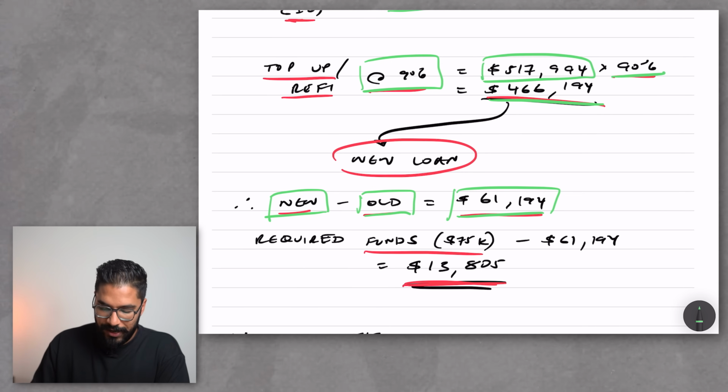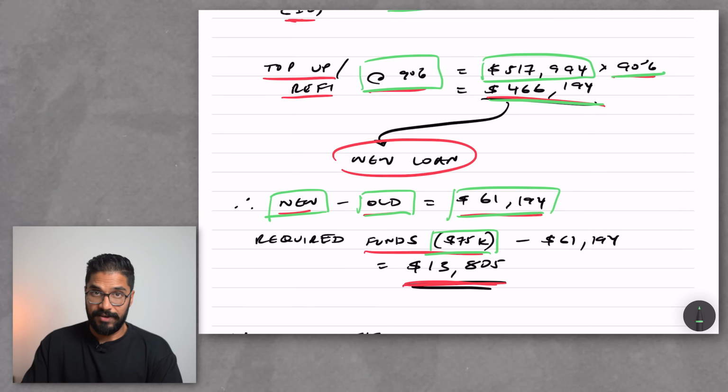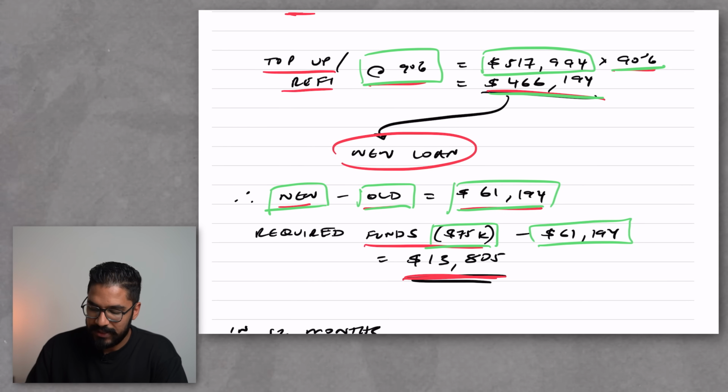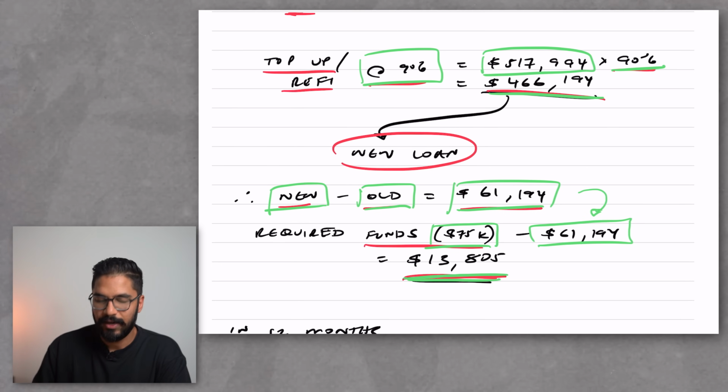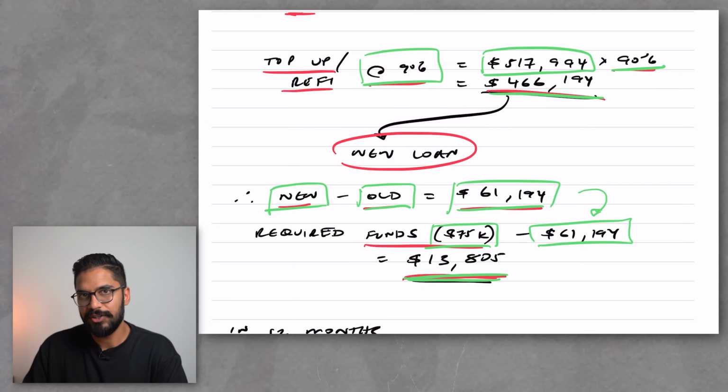and that would be $61,194. The required funds to buy another property would be $75,000. And in this case, we're getting $61,000 straight from the equity. That would mean that we only need $13,805 from our pocket. A lot easier to do than to have to save another $75,000.